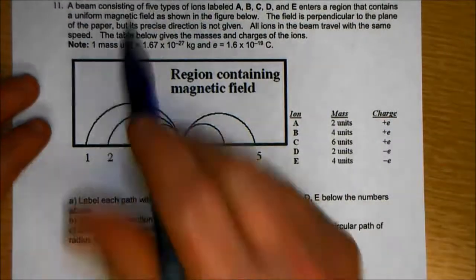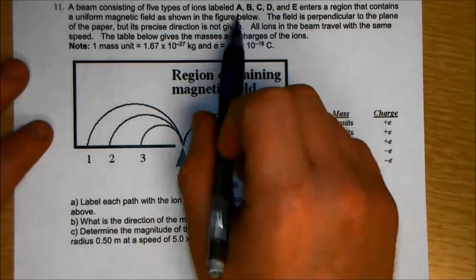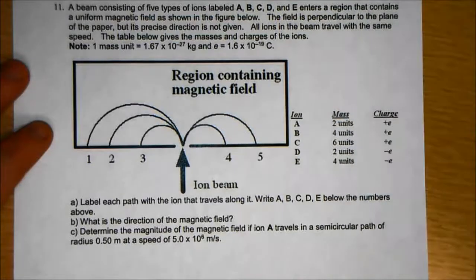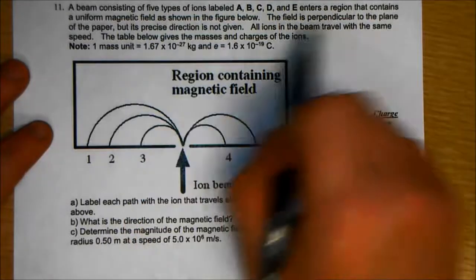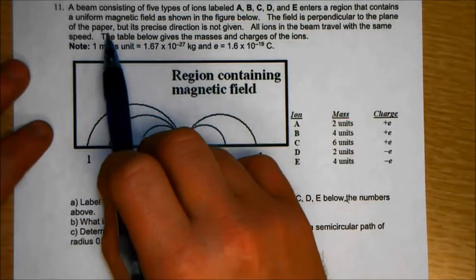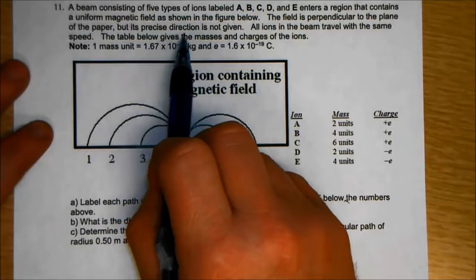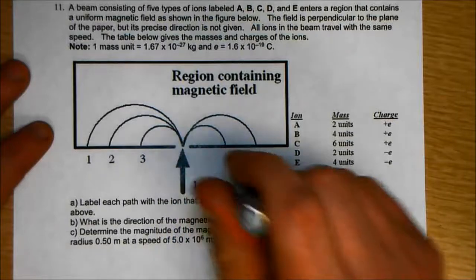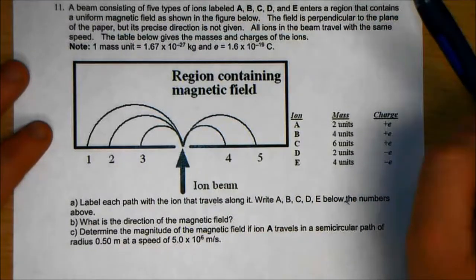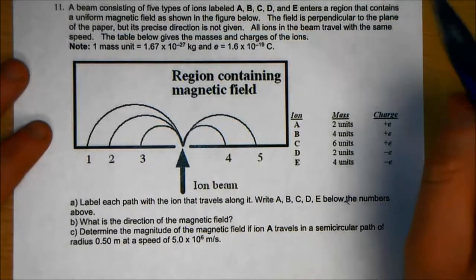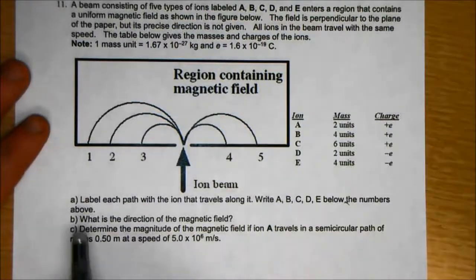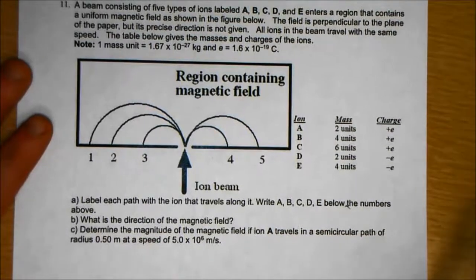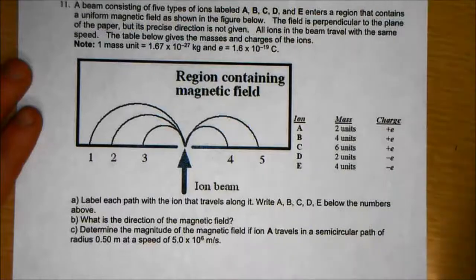So the next problem: a beam consisting of 5 types of ions, A, B, C, D, and E, enters a region with a uniform magnetic field perpendicular to the plane of the paper, but its precise direction is not given. So it could be up or it could be down. They all travel with the same speed. So label each path with the ion that travels along it, A, B, C, next to the numbers above.